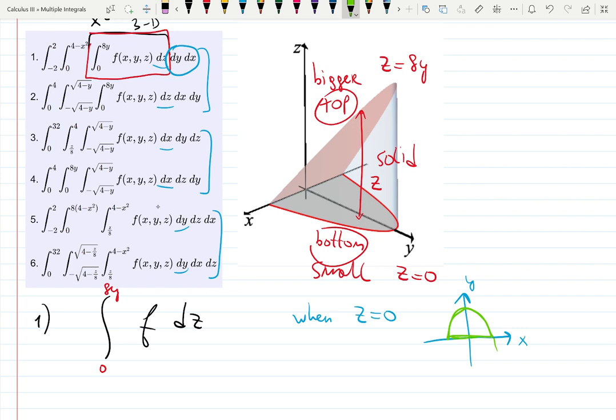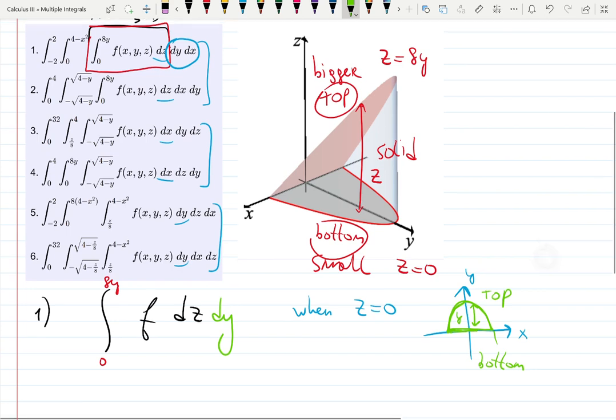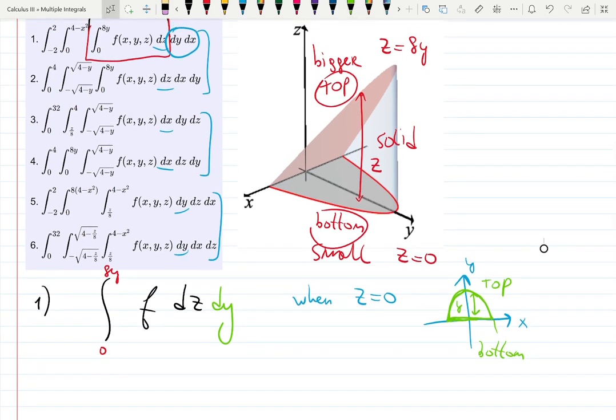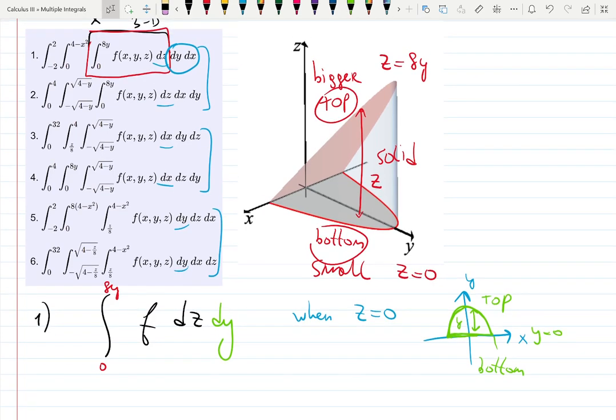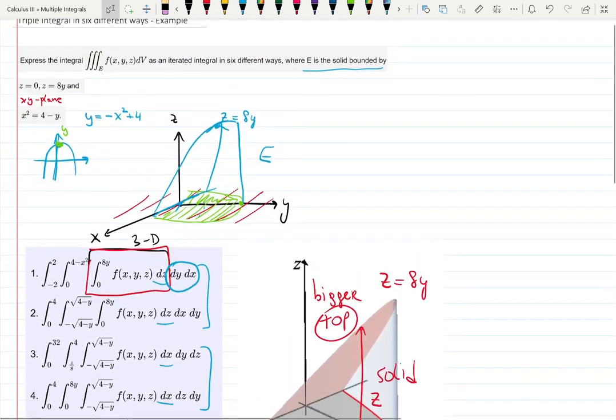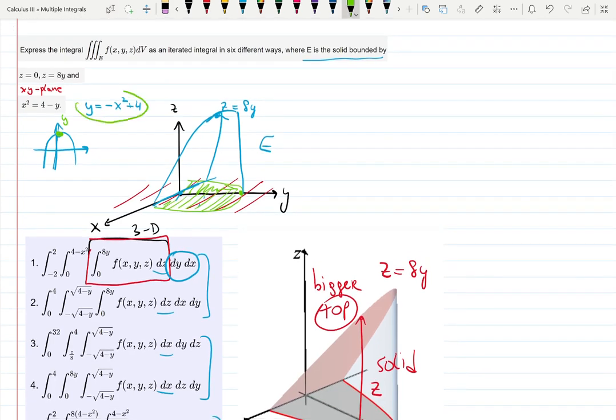Now you choose if you want to do dy first, like in number 1, then y will be from a function to a function. Again, top and bottom. This is my y changing from the lower function to the higher function. What is the function at the bottom? That is the function y equals 0. What is the function at the top? That is the function given over here.